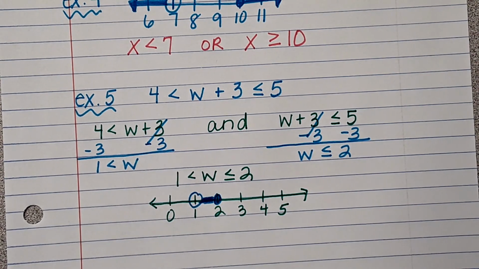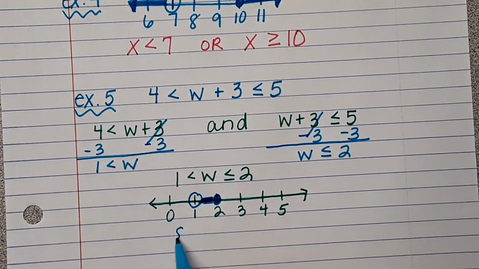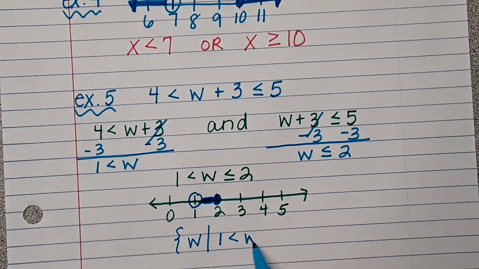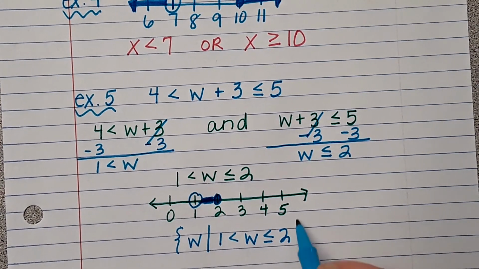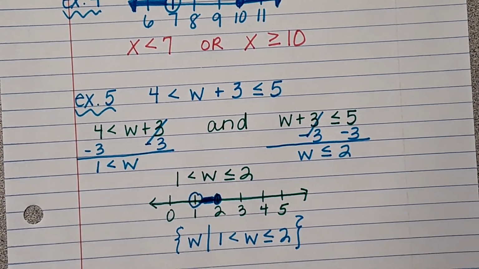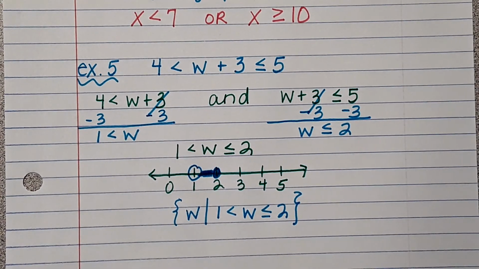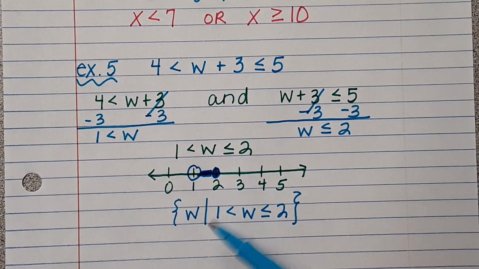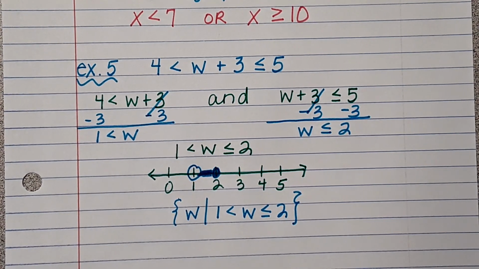That was really hard. Okay, now I do want to show you because this is how they will probably put the answer. So those little brackets, I know you don't like them, but those little brackets, that's how you'll see the answer. So I want to make sure you know that you see this. So it's going to say W such that W is between 1 and 2. That's your answer.